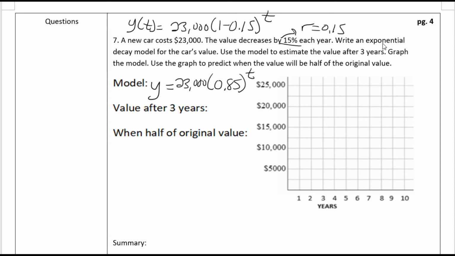So we're going to do the graph. We're going to need a calculator in order to plug in some numbers here. So let's do a quick XY table. And we're going to plug in 0, 1, 2, and maybe 3 and see how the graph looks. If you plug in 0, you're going to get the initial value of the car, which is 23,000. If you plug in 1 on the calculator, you're going to get $19,550. So it decreased a lot over the 1 year.